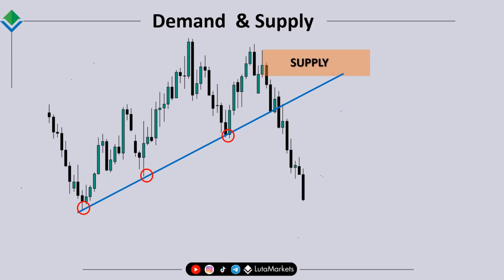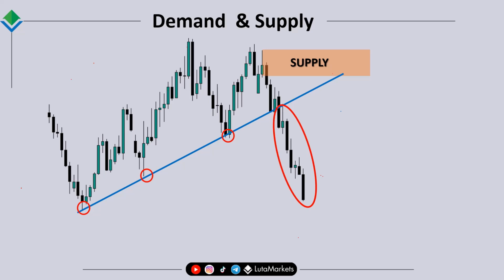Step 3. Break of the trend line. The next step is crucial. It's where we begin to spot a shift in market momentum. What happens? The price breaks below the upward trend line. This is a signal that the current uptrend might be weakening or reversing. When price breaks the trend line, it means buyers are losing control and sellers are starting to take over.